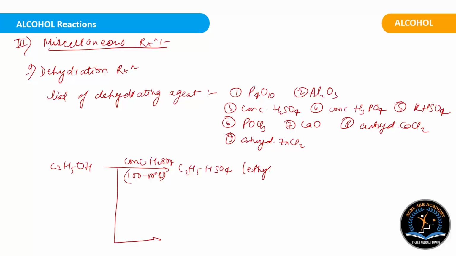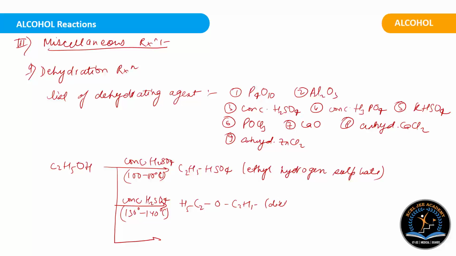So there is a temperature range, and at different temperatures different reactions can take place. So this is ethyl hydrogen sulfate. Then again we are having concentrated H2SO4, but the temperature is a bit increased, that is 130 to 140 degree Celsius. Now in this case we will obtain ether, which is C2H5OC2H5, referred to as diethyl ether.